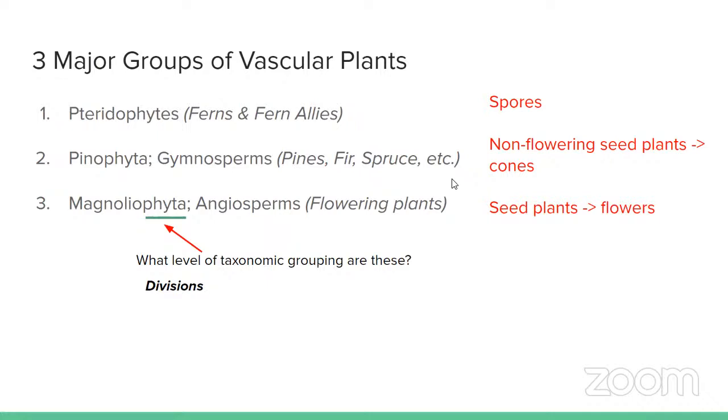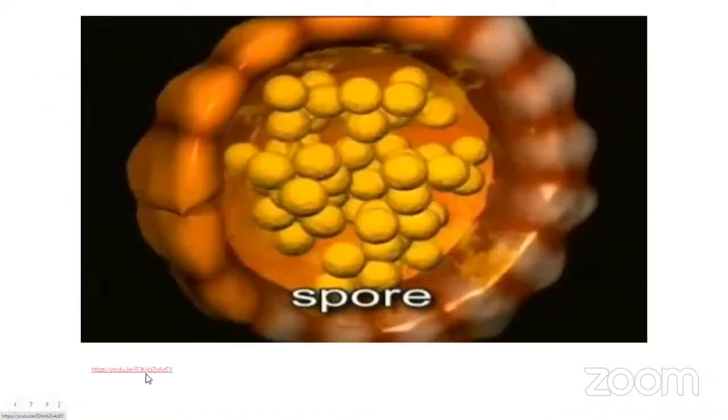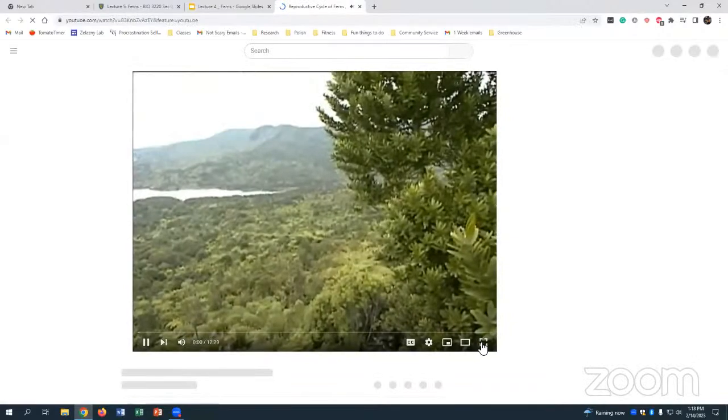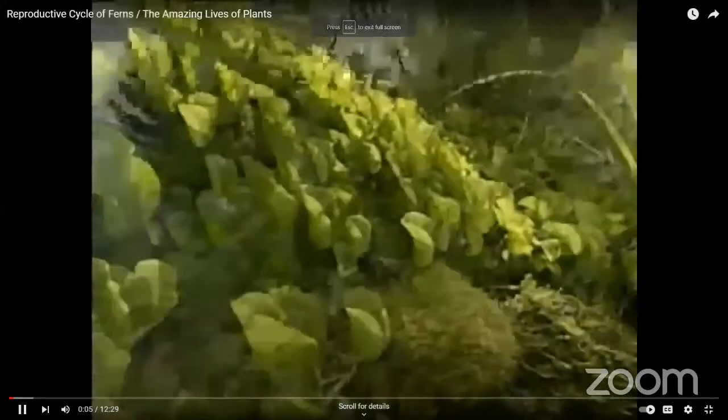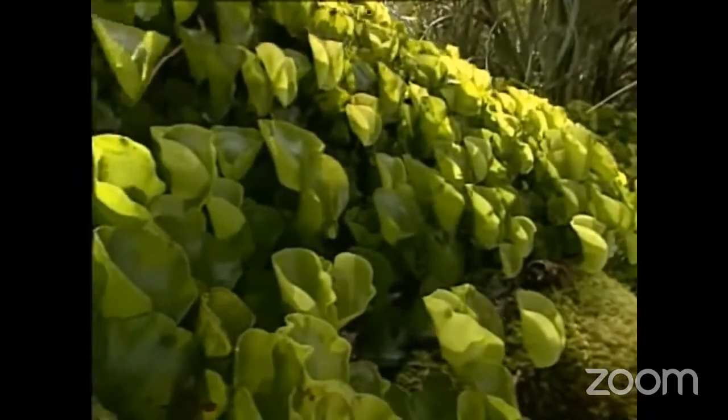So we'll move in after spring break, probably, looking at flowers, looking at fruits. So they're going to be seed plants and we'll spend a fair amount of time looking at the families. So we're going to take a little look at some spores and structures moving. I have a little video here on ferns. And then the rest of my slides are mostly pictures showing you what these are going to look like so you can know what you're looking for in lab.